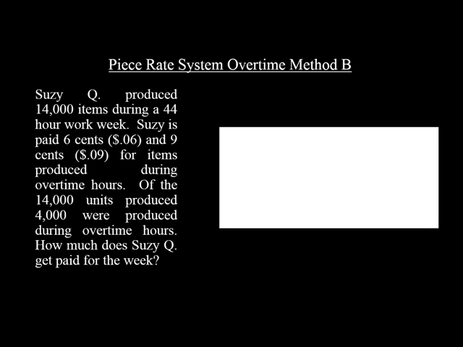Piece rate system overtime method B. Susie Q produced 14,000 items during a 44-hour work week. Susie's paid 6 cents, and 9 cents per item produced during the overtime hours. Of the 14,000 units produced, 4,000 were produced during overtime hours. How much does Susie Q get paid for the week?